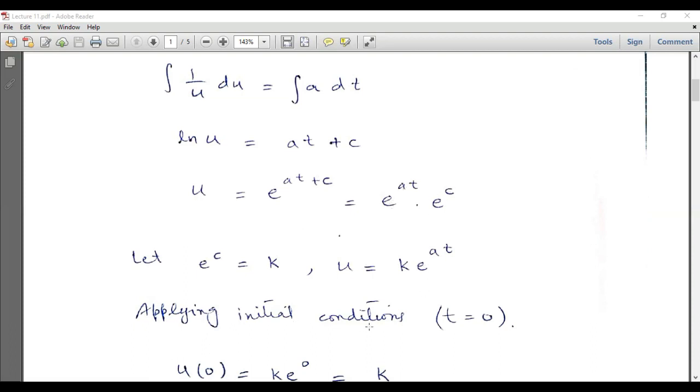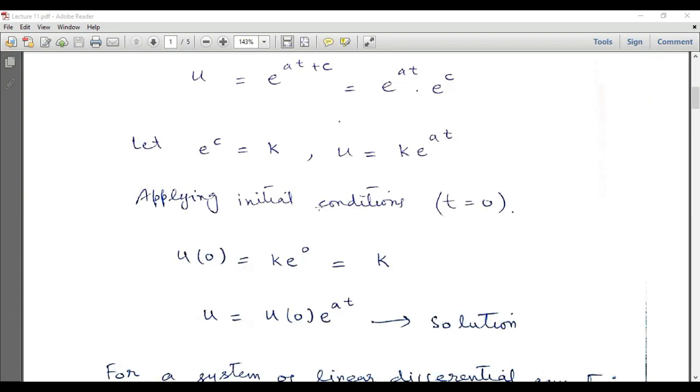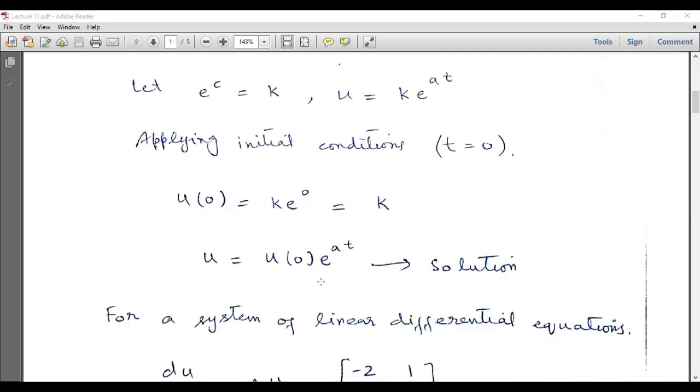So now we can apply initial conditions to evaluate the value of this constant of integration k. And after applying the initial conditions, we will have u at 0 is equal to k e raised to power 0. So e raised to power 0 will be equal to 1, and k will be equal to u at 0. So let's apply k equal to u of 0 in this equation. We will have u is equal to u0 e raised to power at. So this is the solution of this first order ODE.